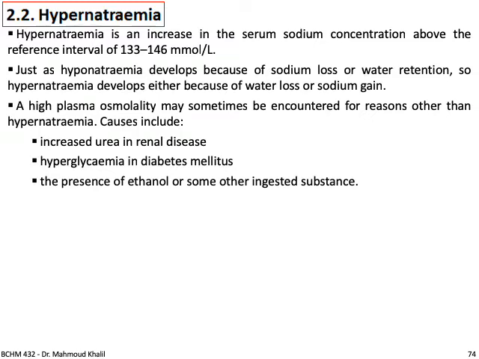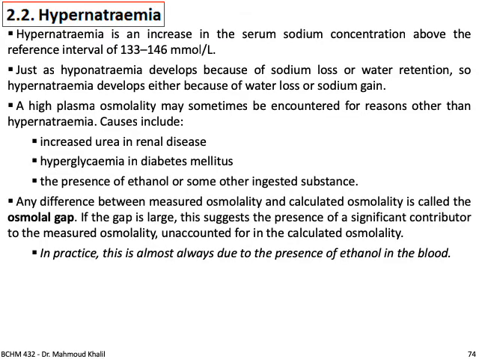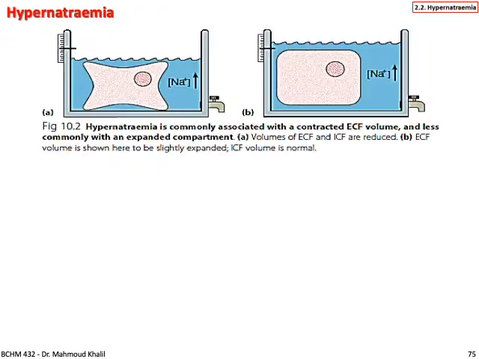Causes include increased urea in renal diseases, hyperglycemia in diabetes mellitus, and the presence of ethanol or some other ingested substance. Any difference between the measured osmolality and the calculated osmolality is called the osmolality gap. If this gap is large, this suggests the presence of a significant contributor to the measured osmolality, unaccounted for in the calculated osmolality. In practice, it is almost always due to the presence of ethanol in blood.